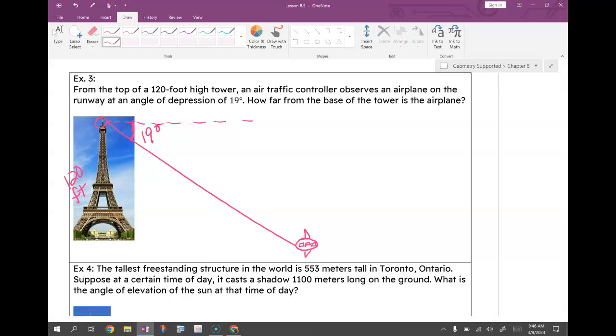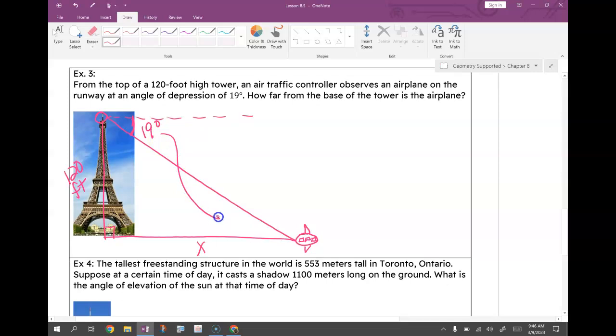How far from the base of the tower is the airplane? We use a special formula. Where does my X go? It would be right next to the airplane. So you would do adjacent over H? You bring the angle down, right? First of all, let's bring the angle down, and then we'll figure it out.